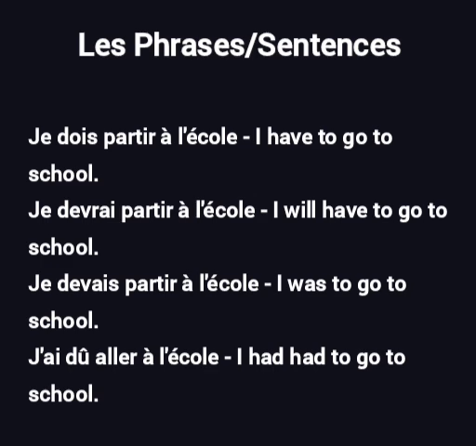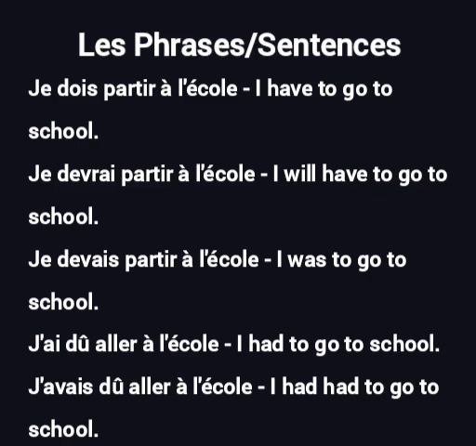In future simple, that's future tense, you say devrai with an R. Why imparfait doesn't have an R? Devais. Je devais, I was to go to school. Je devais aller à l'école. Passé composé, j'ai dû aller à l'école. I had to go to school.